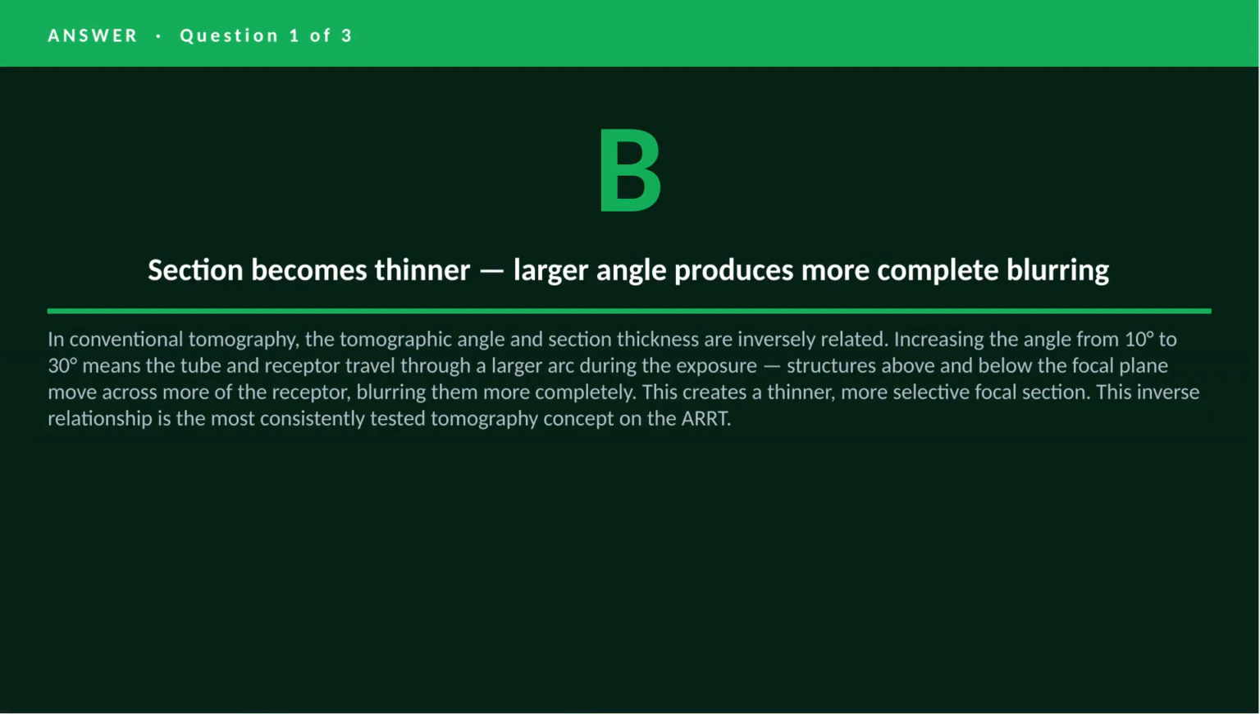The answer is B. The section becomes thinner. Tomographic angle and section thickness are inversely related. Increasing the angle from 10 to 30 degrees means the tube and receptor travel through a larger arc. Structures above and below the focal plane move across more of the receptor during the exposure. They blur more completely, creating a thinner, more selective focal section. This inverse relationship is the most consistently tested tomography concept on the ARRT.